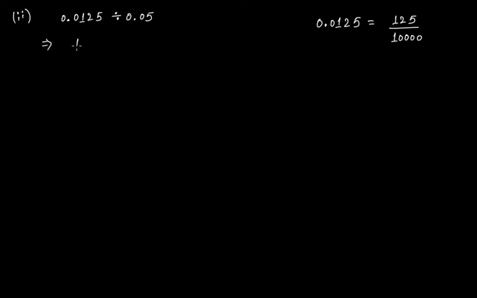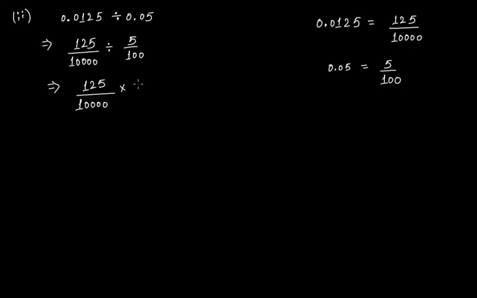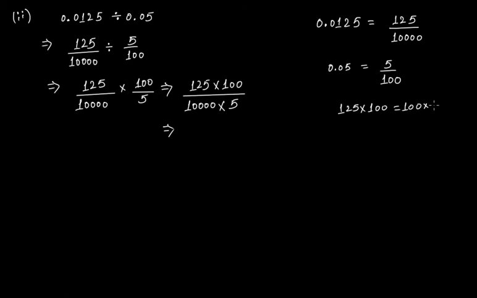So this will be 125 divided by 10,000, divided by 0.05. After the decimal point we have 2 digits, so this can be written as 5 over 100. Now this can be written as 125 divided by 10,000 times 100 divided by 5. Now 125 times 100 is the same thing as 100 times 125.